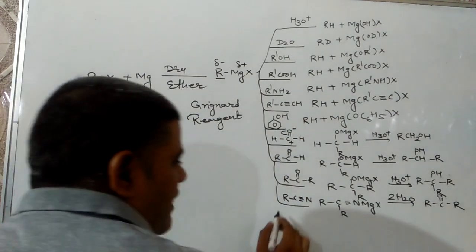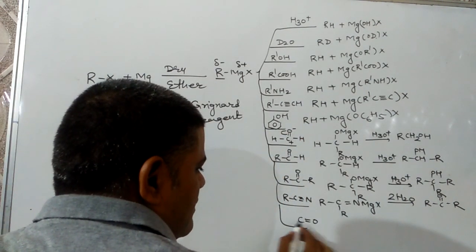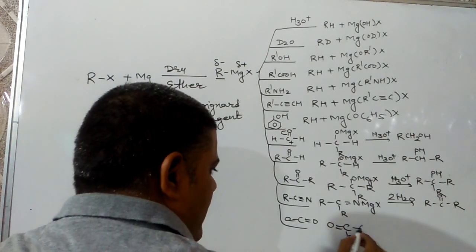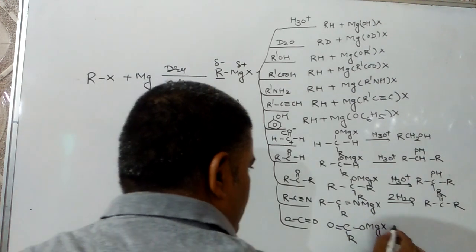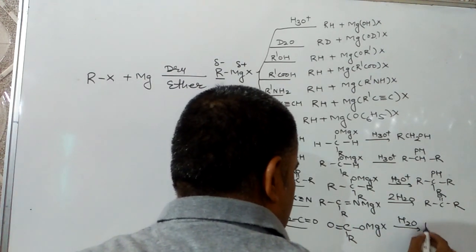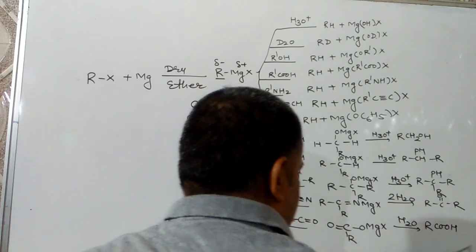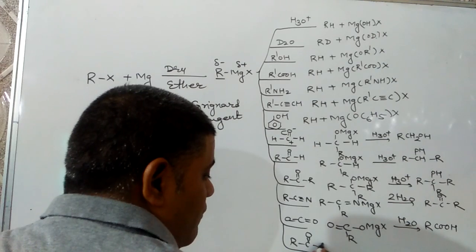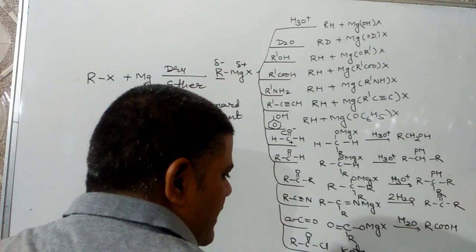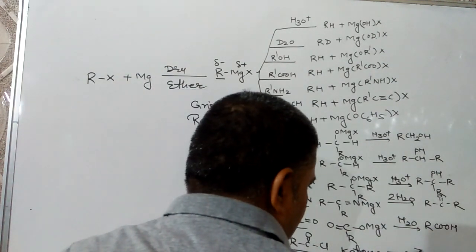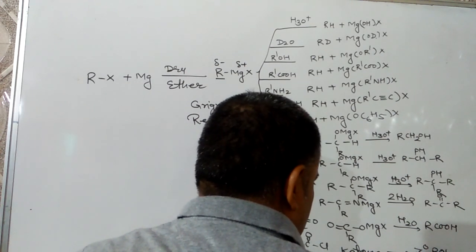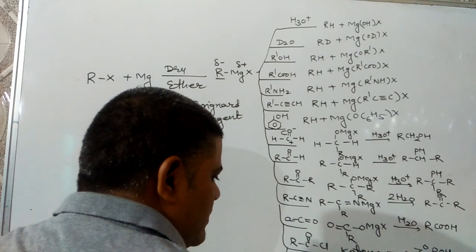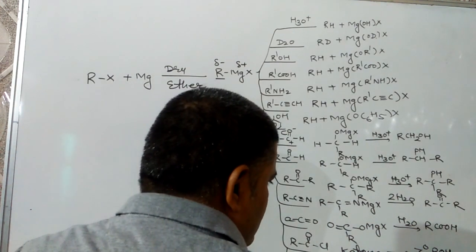Next will be addition with dry ice. In the same way the nucleophilic addition takes place, and on hydrolysis it gives carboxylic acid. Next case is acid chloride. First we will get ketone, but that ketone, as I have shown, on further reaction gives tertiary alcohol. For any ester, first we will get ketone, which on further reaction gives tertiary alcohol.